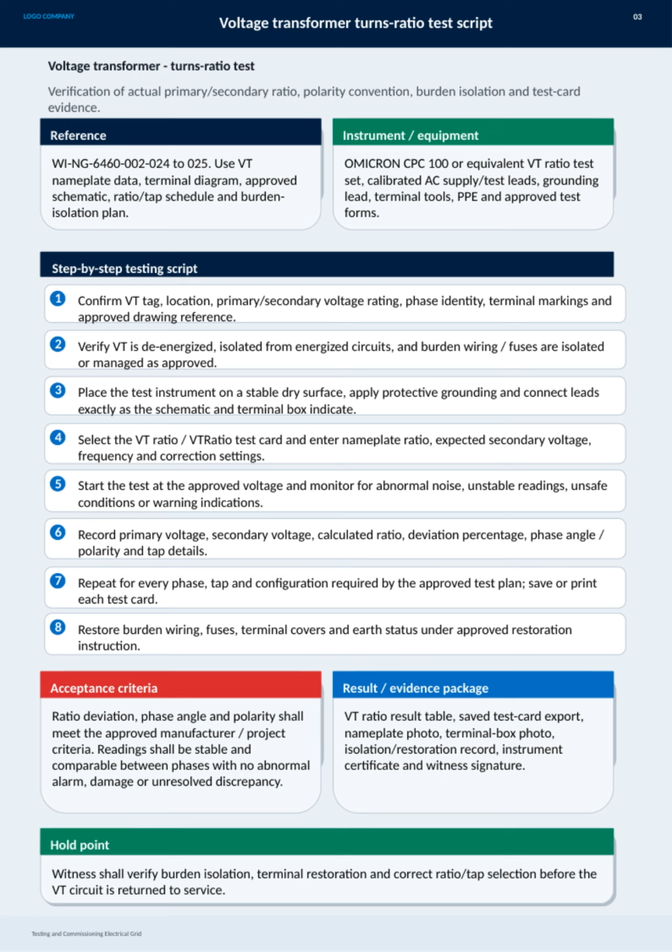Finally, the result package includes the VT ratio result table, test card exports, photos of the nameplate and terminal box, isolation and restoration records, instrument certificates, and a witness signature. The hold point requires the witness to verify burden isolation, terminal restoration, and correct ratio and tap selection before returning the VT circuit to service. This ensures safety and accuracy before energizing the system again.